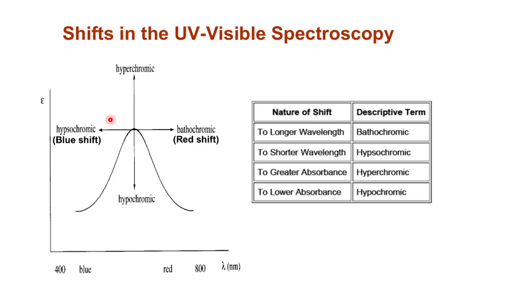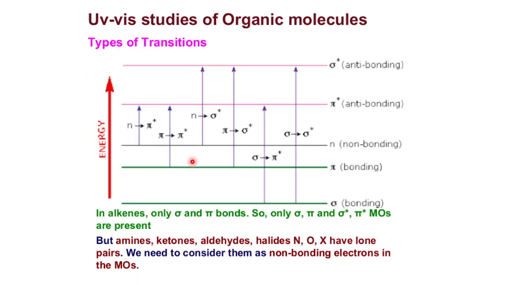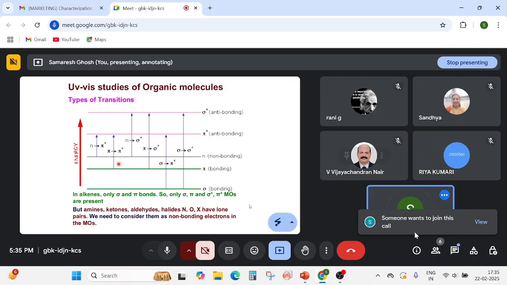So let's say this pi to pi star is 215. Now if you are increasing the electron density in the pi bonding, obviously its energy will be increased a little bit. Before, there was a pi to pi star gap; now after this increment the pi to pi star gap will be reduced. Clear or not?